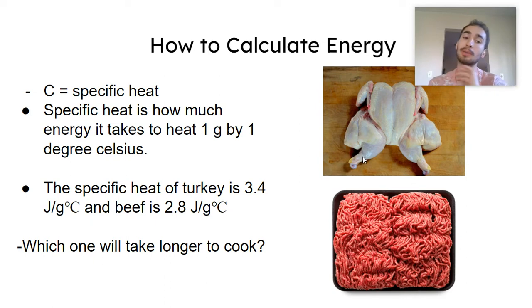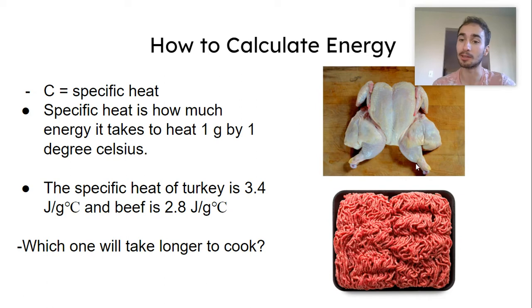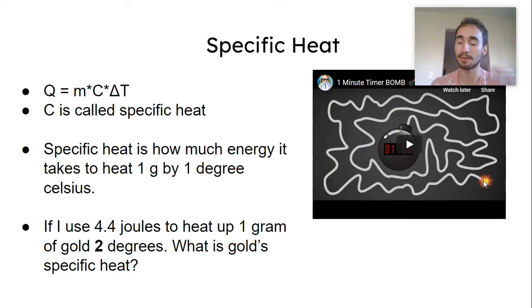You should notice that because the specific heat for turkey is 0.6 joules per gram more, you'll need to put in more energy to heat up turkey to get it to the same degree that you would for beef. So since turkey you need to put more energy in, turkey will take longer to cook. Okay. Next, I have another problem for you.